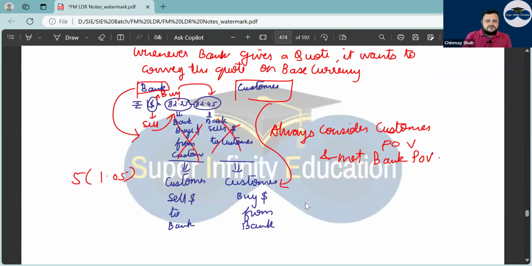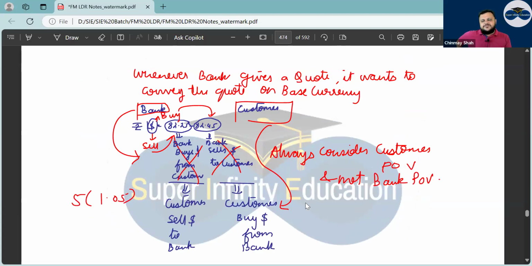Have a look. The bank buys from the customer at 82.25 and the bank sells to the customer at 82.45. Now you may say, are we always going to be at a loss? See, are you going to buy as well as sell the foreign currency at the same time? Will you do that? Today buy $100, sell $100? If you are an exporter or an importer, no. Only one side of the transaction. So don't think too much.